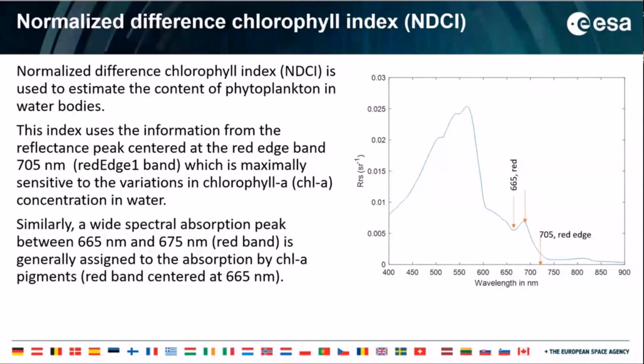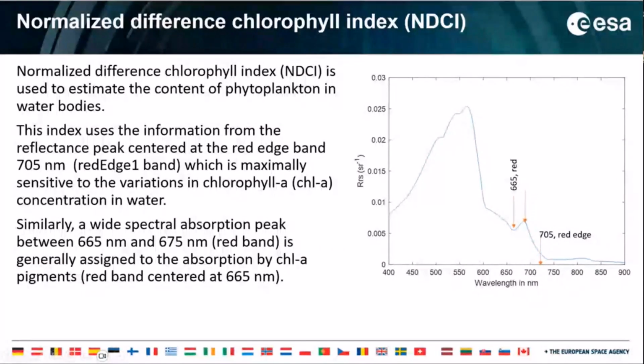The whole idea of this index is to use information from a reflectance peak. Here I show you reflectance from water loaded with chlorophyll A, with phytoplankton that has chlorophyll A pigment. And you could see that you have a peak here, which is a little bit less than 700, but Sentinel-2 has this red edge band at 705, which is the center of the band. So the band is wider than this. It takes this peak into consideration.